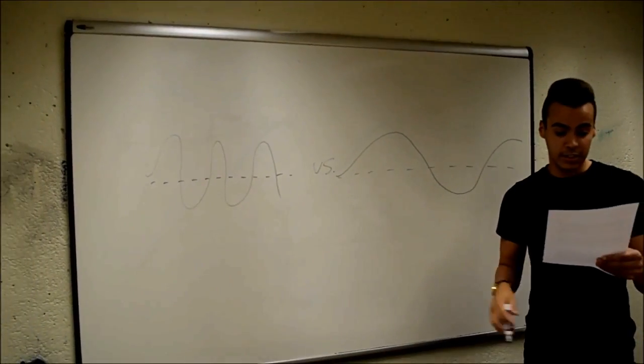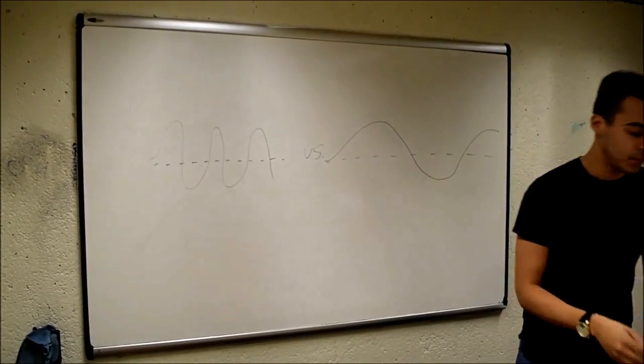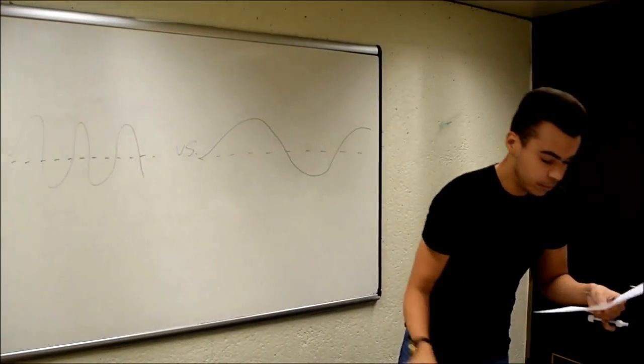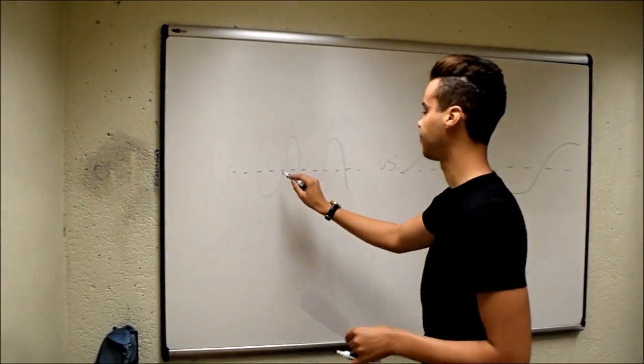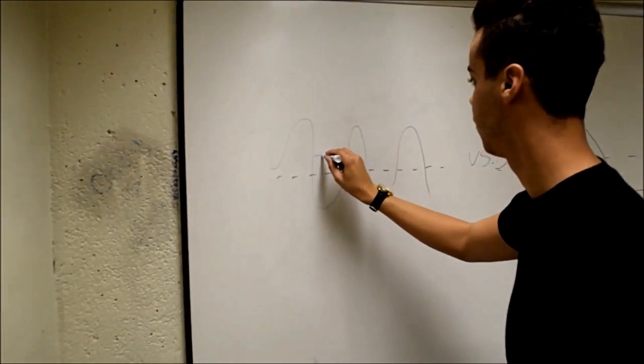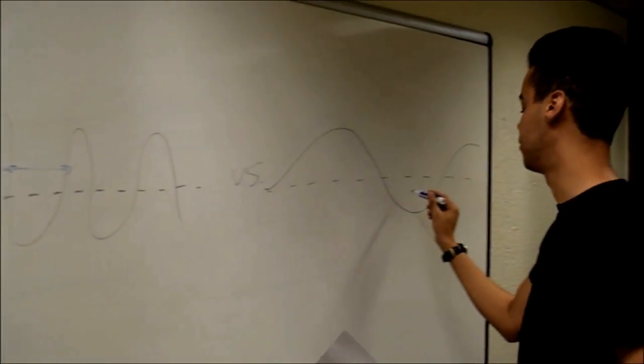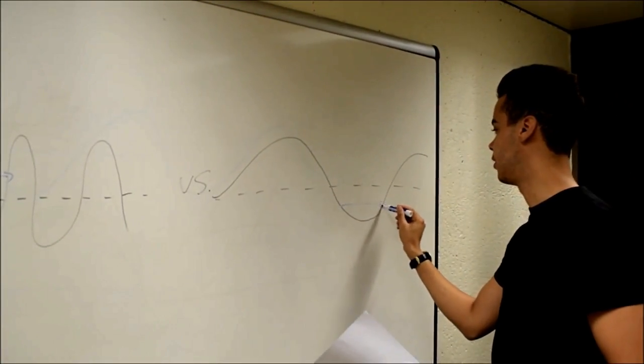The wavelength is the distance between one crest and the next crest, or the trough to the next. The differences between the two look something like this. So from here to here is going to be our wavelength, or we can also do from here to here.